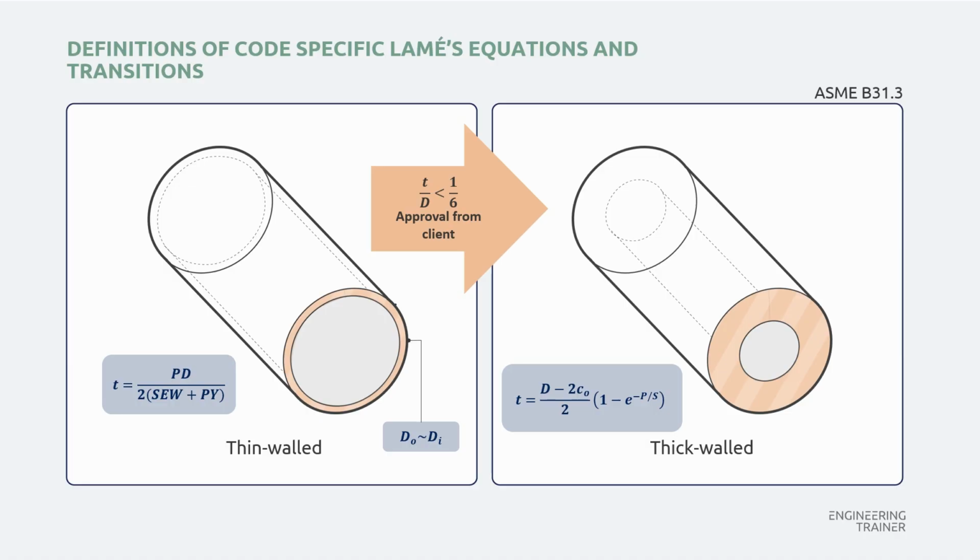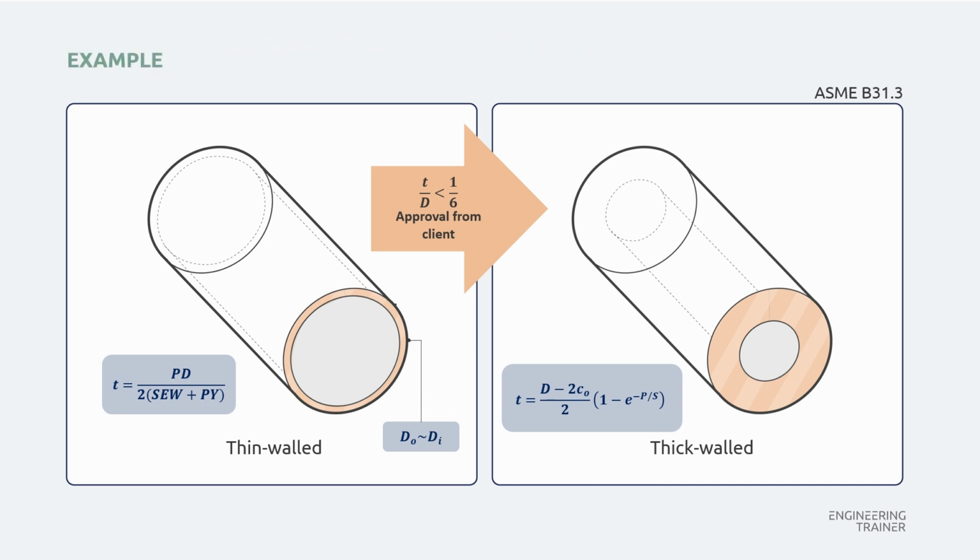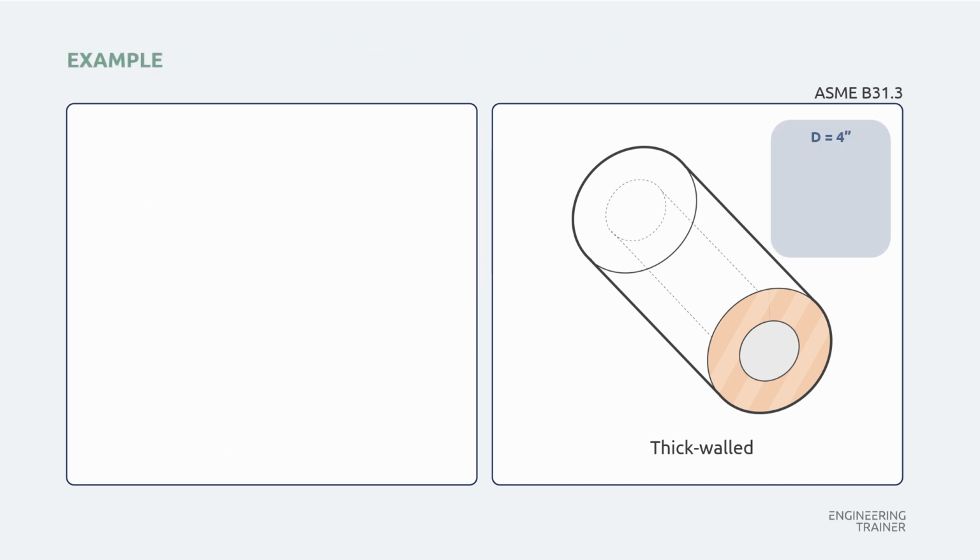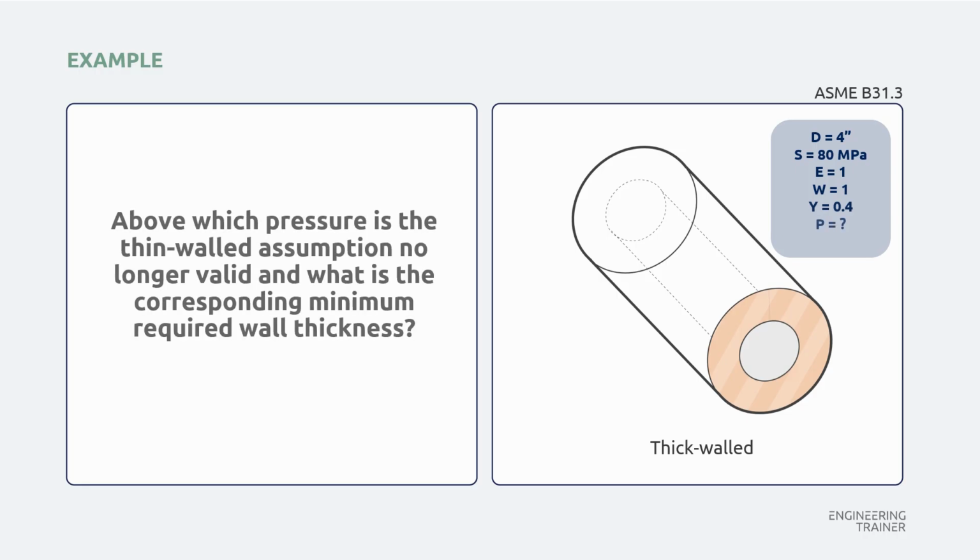To get a feel of the corresponding wall thicknesses and pressures related to the transition to the thick-walled relation, let's have a look at an example. Let's consider a 4-inch pipe with an allowable stress of 80 megapascals, a quality factor of 1, a weld joint strength reduction factor of 1, and a coefficient Y of 0.4. The questions we want to answer are: above which pressure is the thin-walled assumption no longer valid, and what is the corresponding minimum required wall thickness?